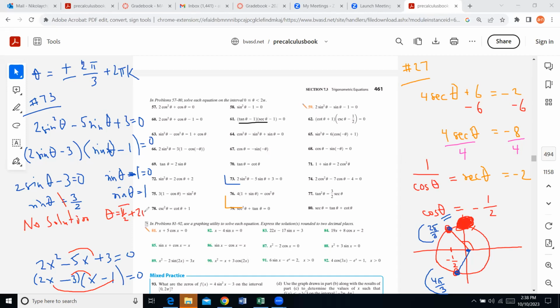So the exercise turned out to be nice because one of the answers was not possible because sine is never 3 over 2, because sine can only be in between of -1 and +1. If somebody says 3 over 2, it's out of the range of the function sine. So number 73 happened to be a pretty short exercise, right?